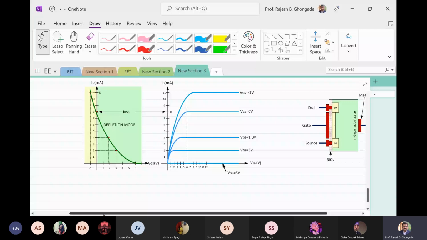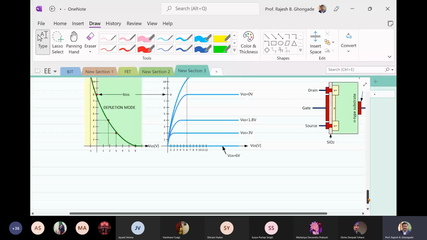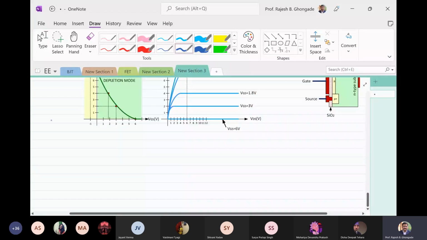All right, guys. The next part is going to be very interesting. Why? Because it's the mostly used device, and that is the enhancement type MOSFET or E-MOSFET. So let us start with that. We'll just see the construction today, and more details we can go into later.